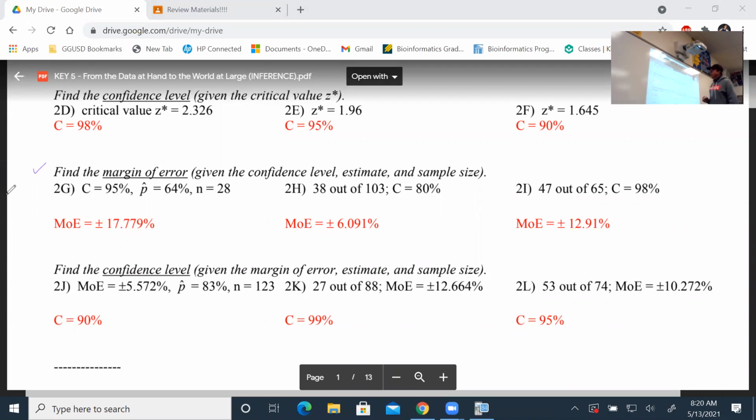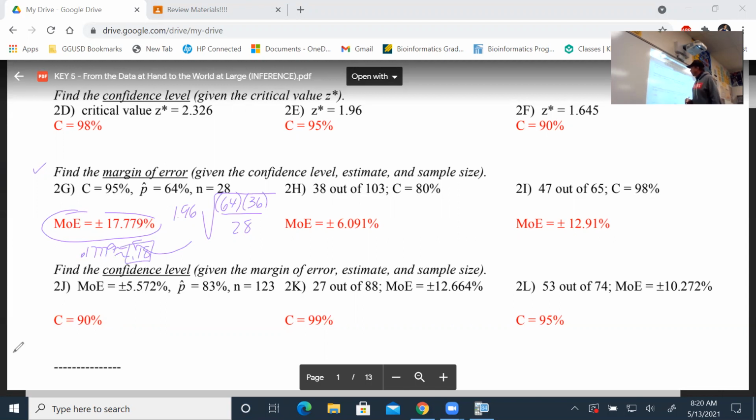Okay, no problem. The margin of error, the answer you can see is about 18%. How did we get this margin of error? 95%, if you remember, is 1.96. And we're going to multiply that by the square root of 64% times 36% divided by 28. Now, if you do it in a decimal, it's going to be 0.17779 or about 0.18.